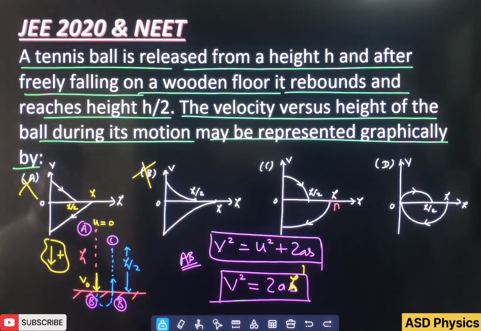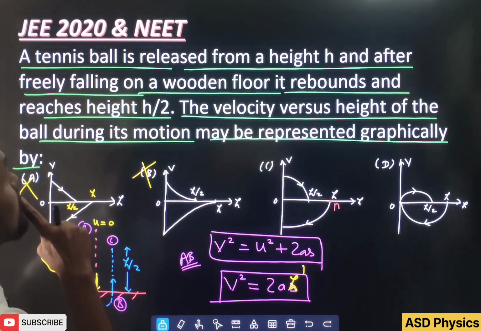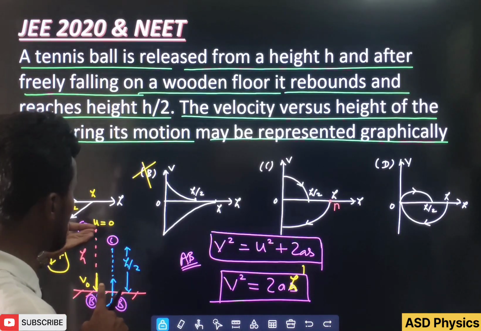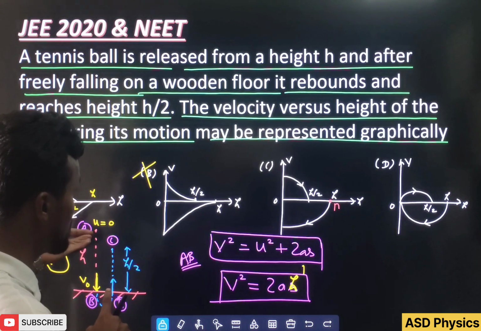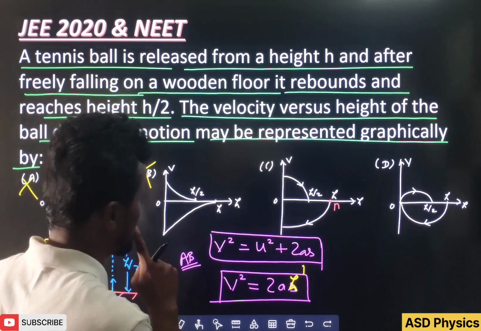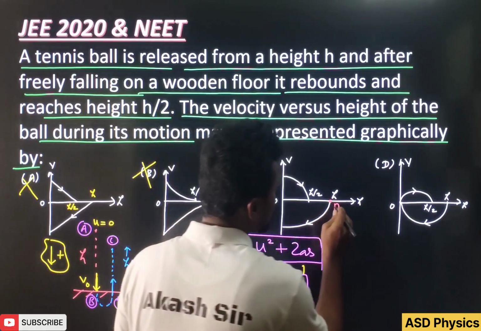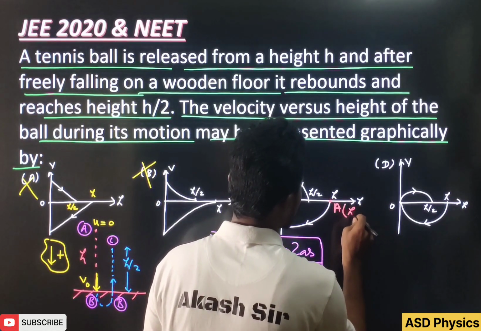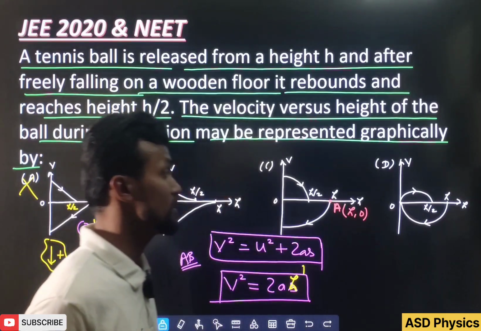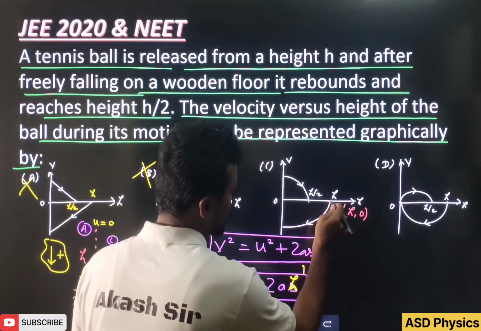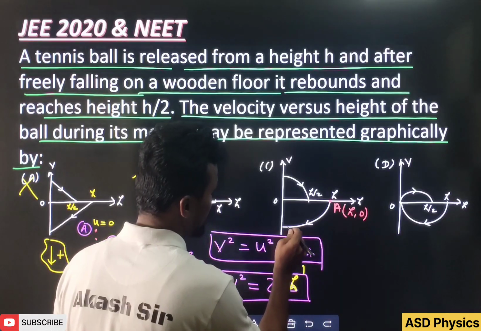Just see here. Released from a height h, initial velocity how much here? 0. Velocity is 0, and after that the velocity keeps on increasing. Here at this point A, if we write the coordinates, h comma 0. That means height is h, but velocity is 0. Then after that the velocity keeps on increasing.